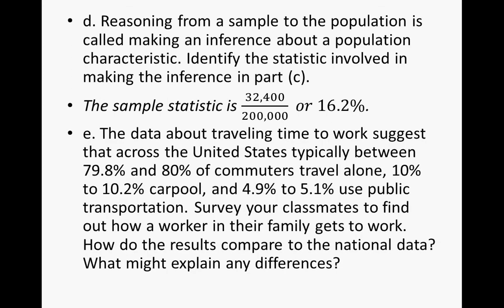For Part E, the data about traveling time to work suggests that across the United States, typically between 79.8% and 80% of commuters travel alone, 10% to 10.2% carpool, and 4.9% to 5.1% use public transportation. Survey your classmates to find out how a worker and their family gets to work. How do the results compare to the national data, and what might explain any differences?